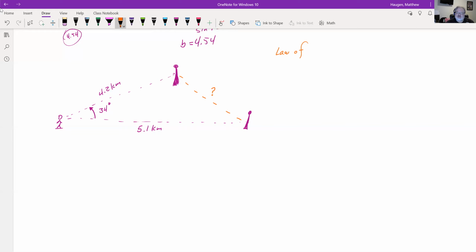So which law do you want to use here? Law of sines, law of cosines? How do we tell?